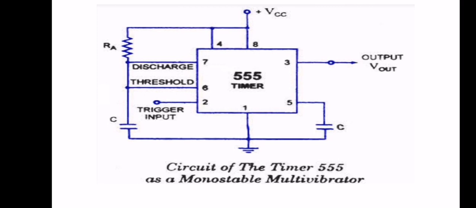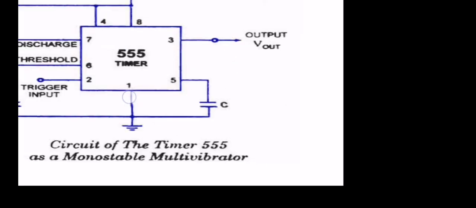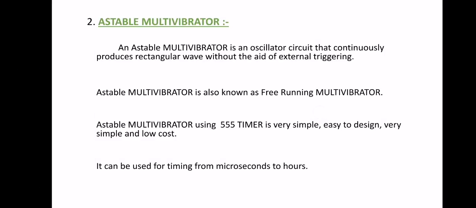Now the second application of a 555 timer is the astable multivibrator. An astable multivibrator is an oscillator circuit that continuously produces a rectangular wave without the help of any external triggering. Astable multivibrator is also known as a free-running multivibrator. Using the 555 timer, the astable multivibrator becomes very simple, easy to design, low cost, and very cheap.